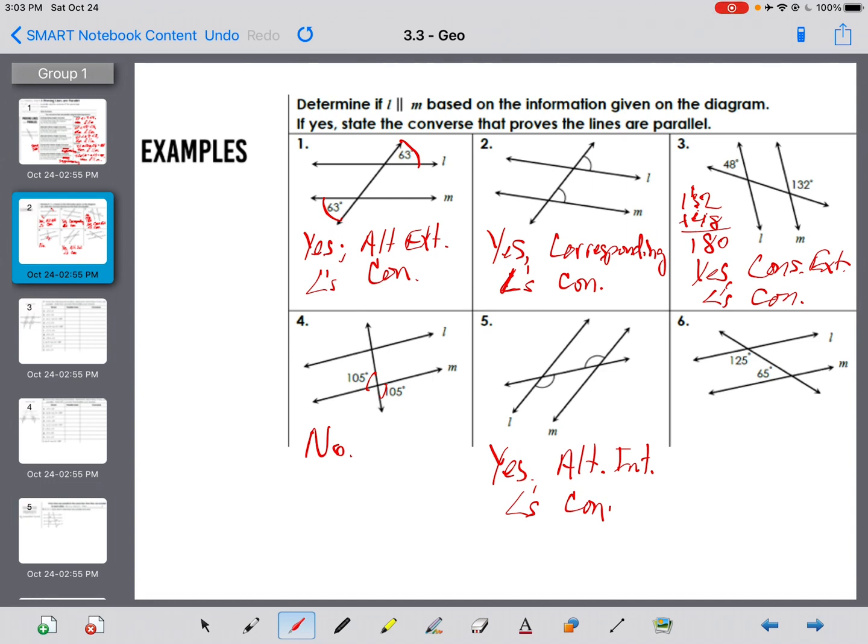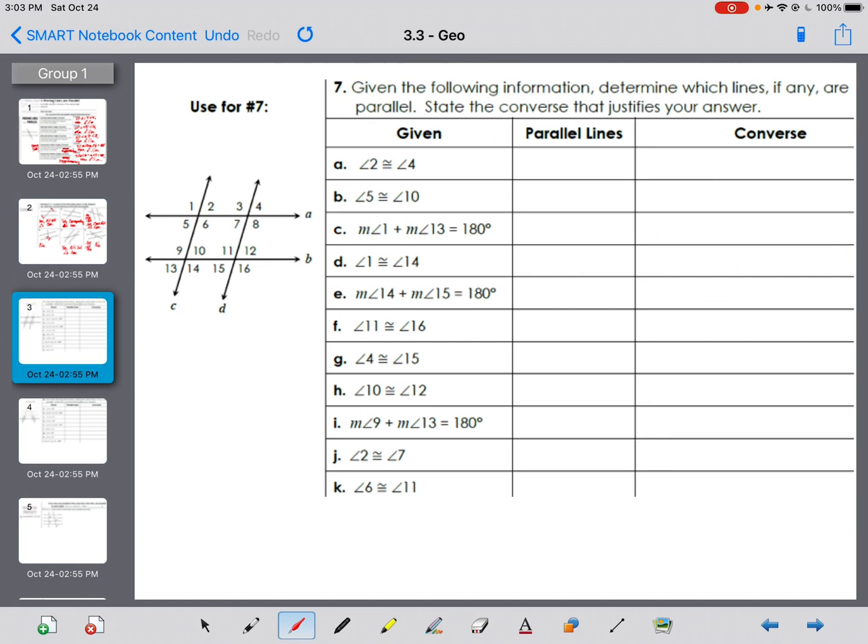And number 6, those are inside and on the same side. Let's see what happens. 125 and 65. 5 plus 5 is 10, 6, 7, 8, 9. That's 190. So that's going to be a no. Got to be 180. Got to be supplementary. So those are not parallel lines. They look like it from the picture. They sure look straight, like they're never going to touch, but they got to have the same rate of change, the same slope. All right.